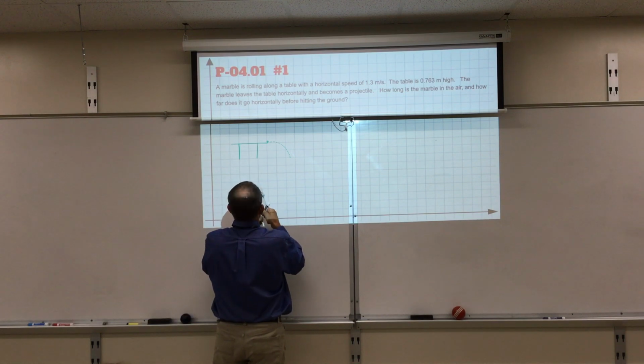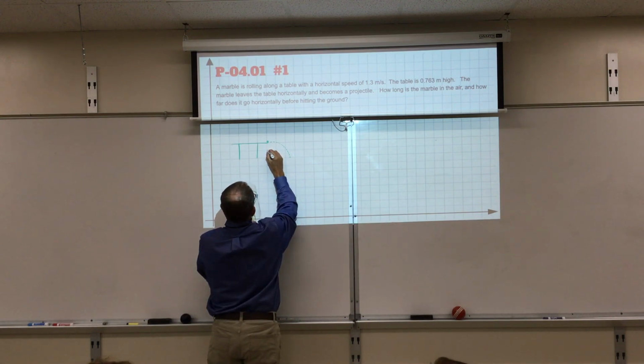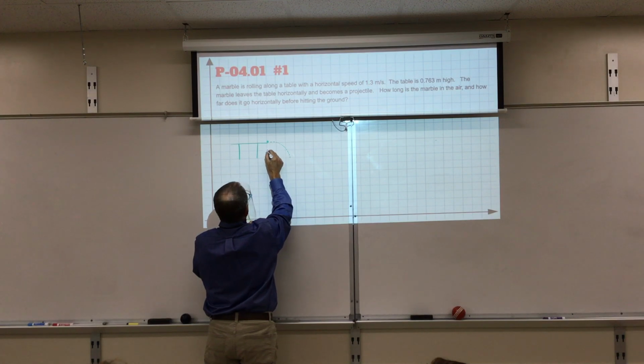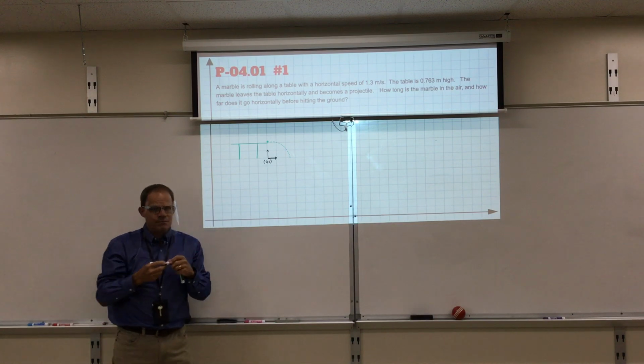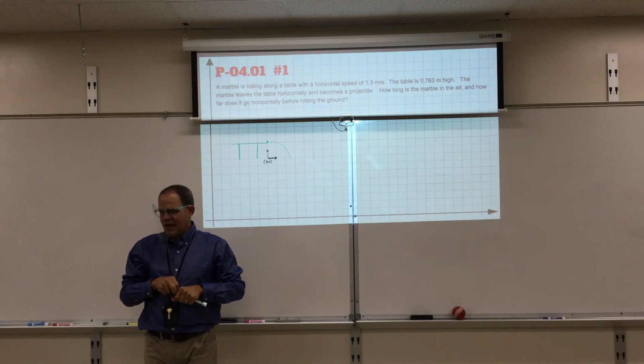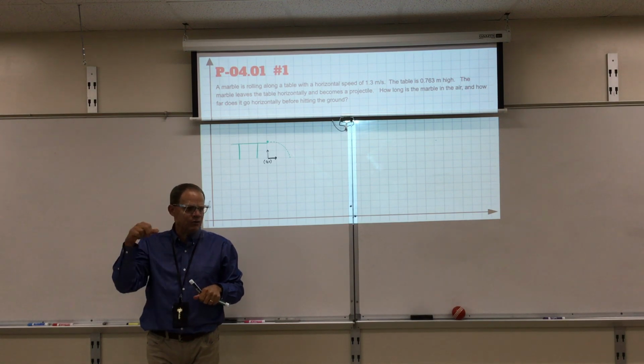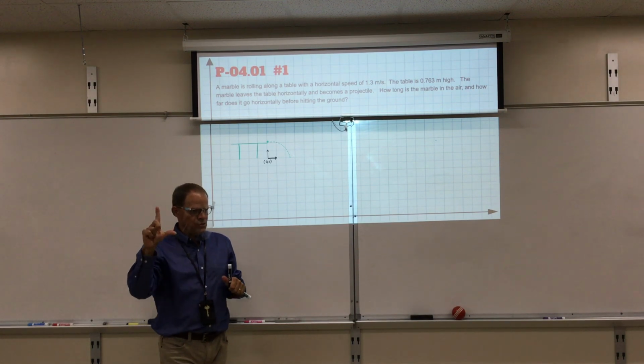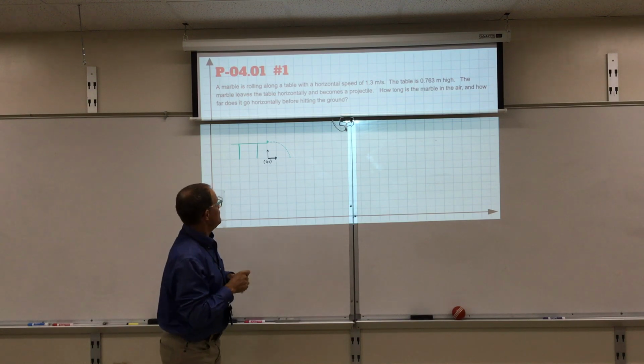So I am going to choose, to make my life easiest, the point that is right below the marble on the ground as my origin. Okay? That's going to be my reference system. And I want to see the reference system on your diagram. So for the diagram, I want to see the path of the projectile and the coordinate system you're using. Okay?